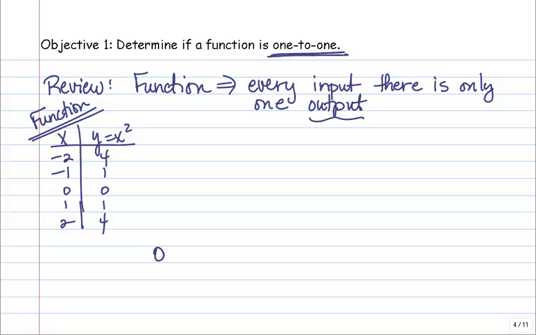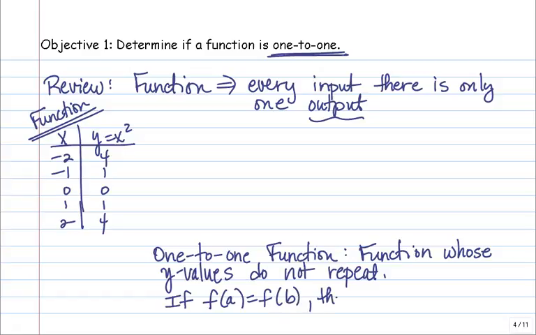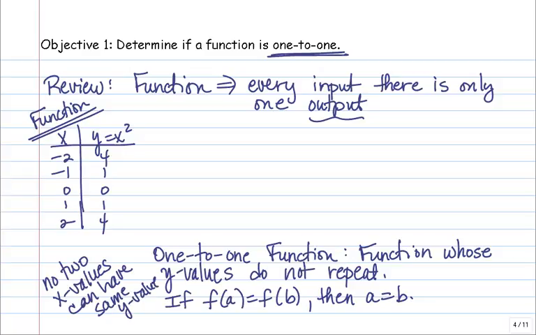A 1-to-1 function means this. It is a function whose y values do not repeat. Mathematically, the way we define it, we say this: if f of A is equal to f of B, then A must equal B. In other words, we cannot have 2 different x values going to the same y value. So no 2 x values can have the same y value. And that's why we call it one-to-one.